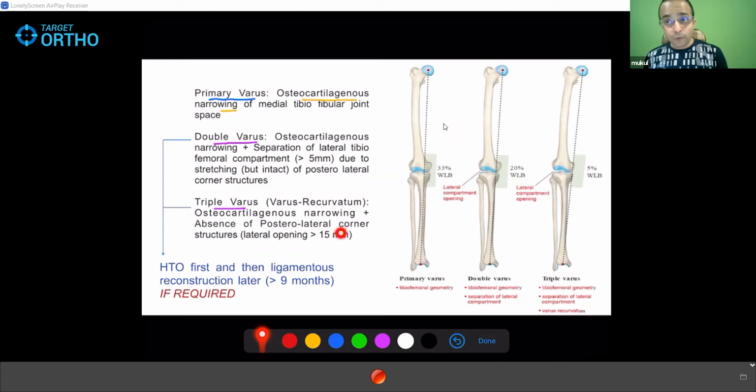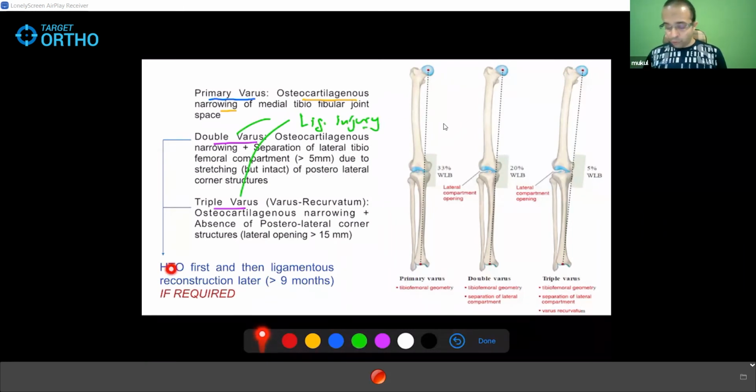And that opening is beyond 15 mm, that means lateral structures are totally gone. Now, even when these lateral structures would be gone, you walk with a varus thrust gait. You keep your foot, it sags into varus because these lateral structures are opening up. So basically, double varus and triple varus, these are the varuses that are associated with ligament injury cases, especially the posterolateral corner ligament injury cases. So that is where we use these terms.